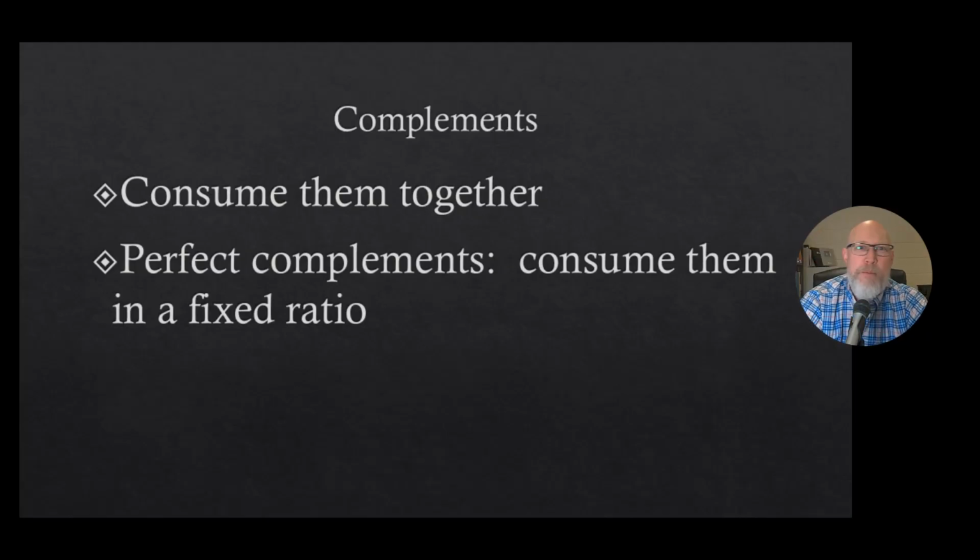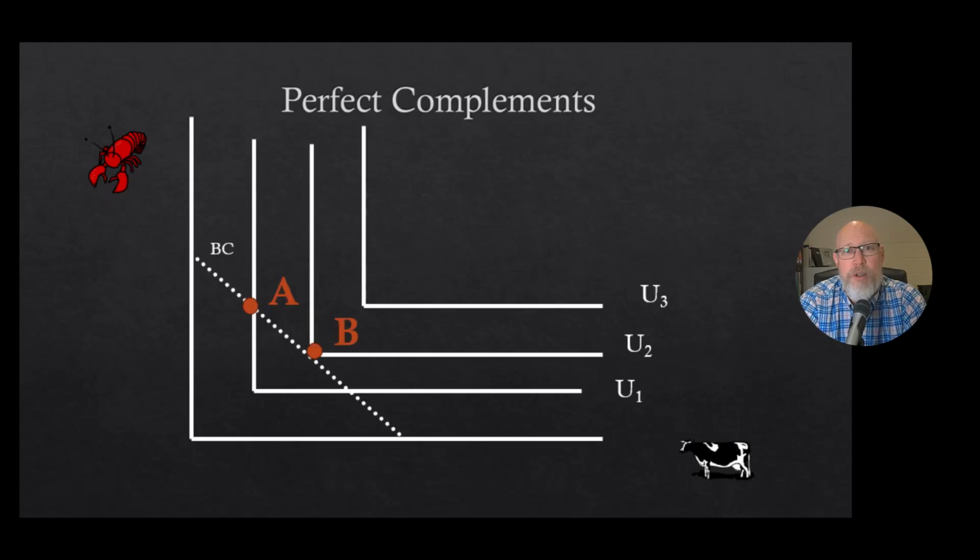Let's talk about complements. Complements are things that you consume together, and perfect complements tend to be consumed in a fixed ratio. Let me show you what I mean. So here's the perfect complements indifference curves. And if you compare point A to point B, both are on the budget constraint, therefore exhausting the budget constraint. A is on U1. So by shifting the mix of surf and turf, of lobster to steak, and adding a little bit more steak to the plate and pulling some lobster off, the individual can jump up to indifference curve U2 and reach a higher level of satisfaction.